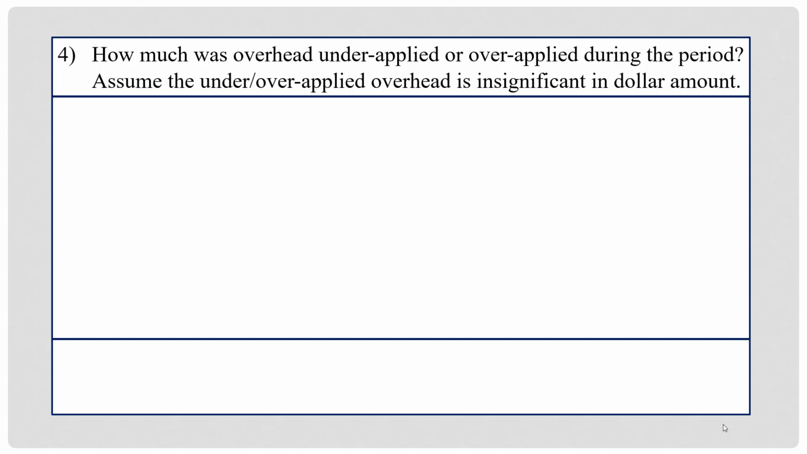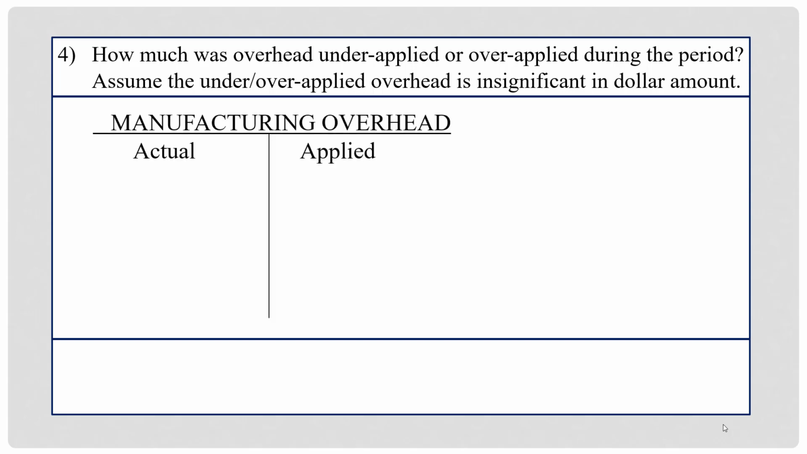Question 4. How much was overhead underapplied or overapplied during the period? Assume the under or overapplied overhead is insignificant in dollar amount. All that means is it's close to cost of goods sold. All right, to analyze overhead, once again, you'll see me prepare the T account. I'll put my actual overhead cost on the debit side.